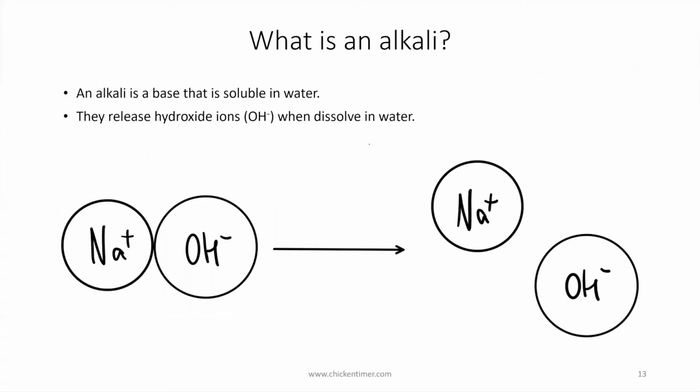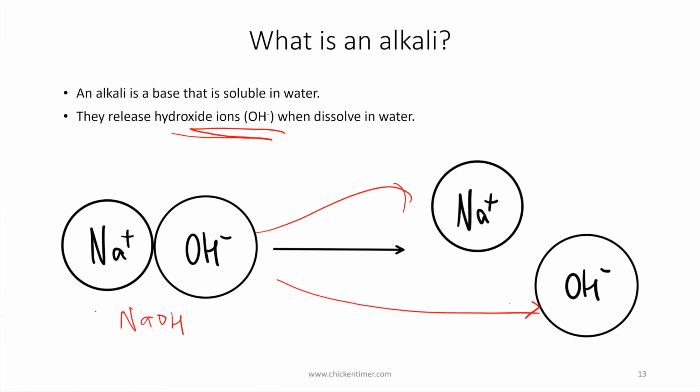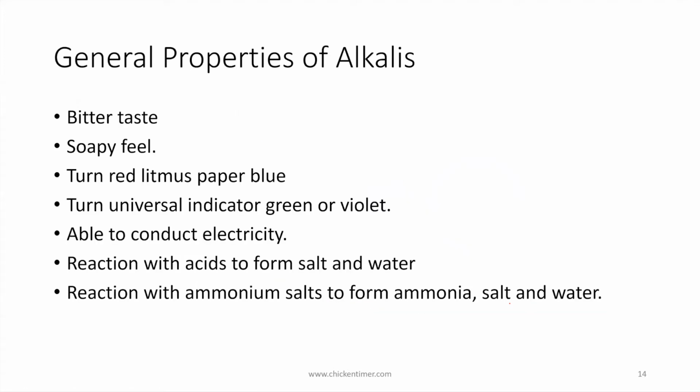Back to sodium hydroxide. It's a base that is soluble in water. They release hydroxide ions, like this, NaOH. In solution, they break up into two, like that. They have a bitter taste and soapy feel, and they turn red litmus paper blue. Note the universal indicator color, litmus color.